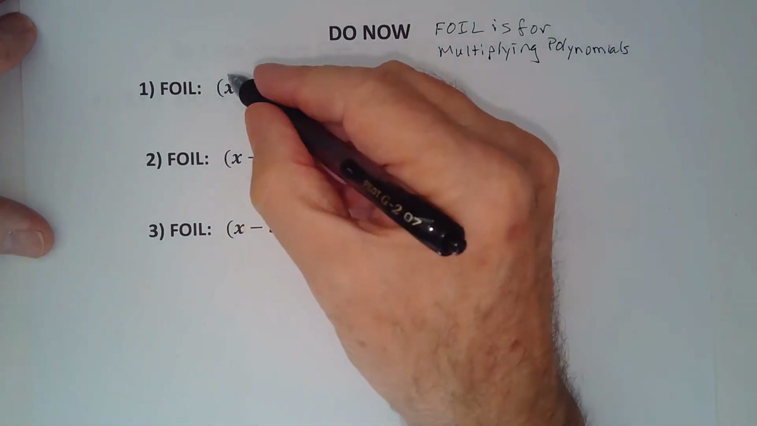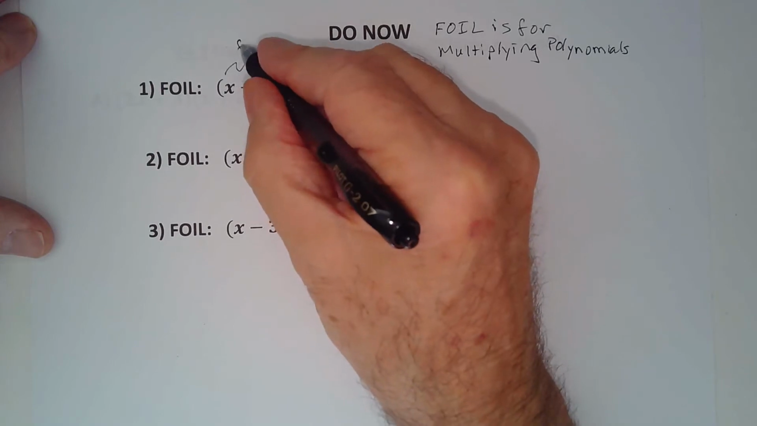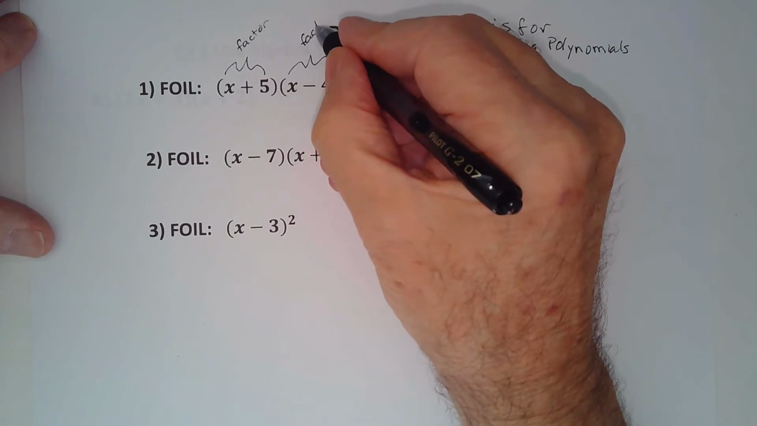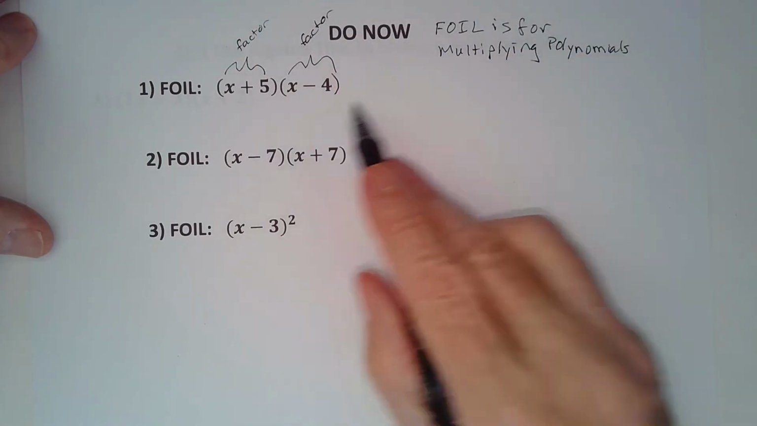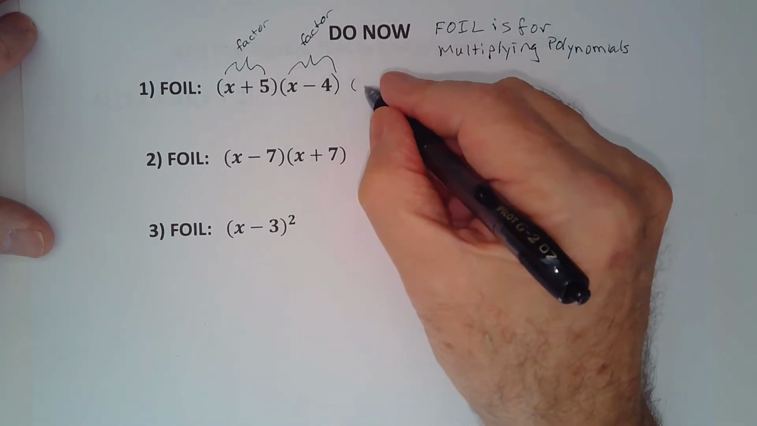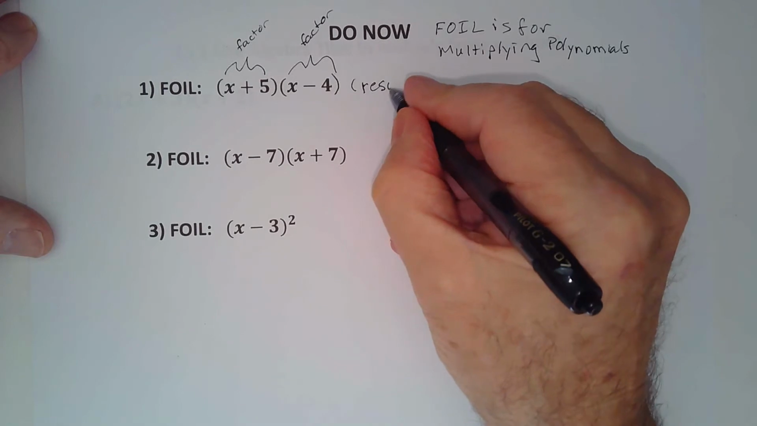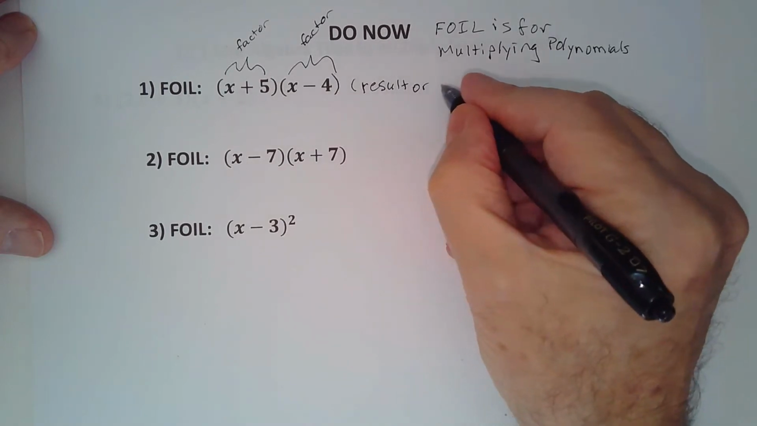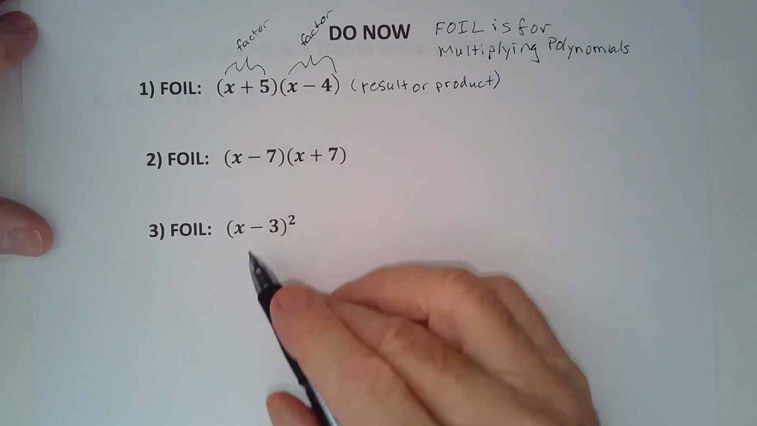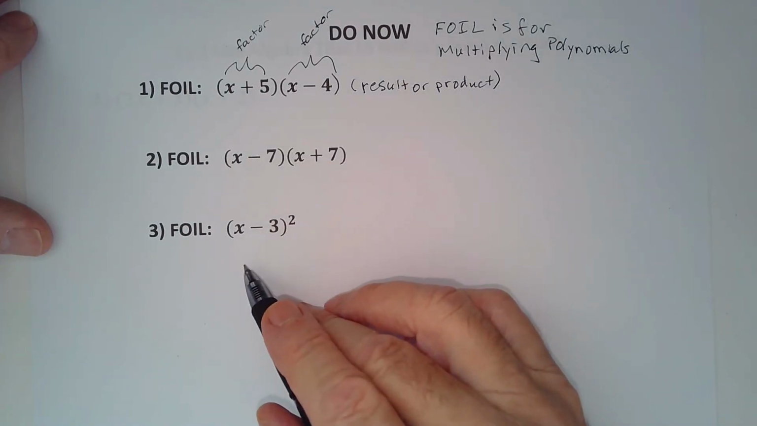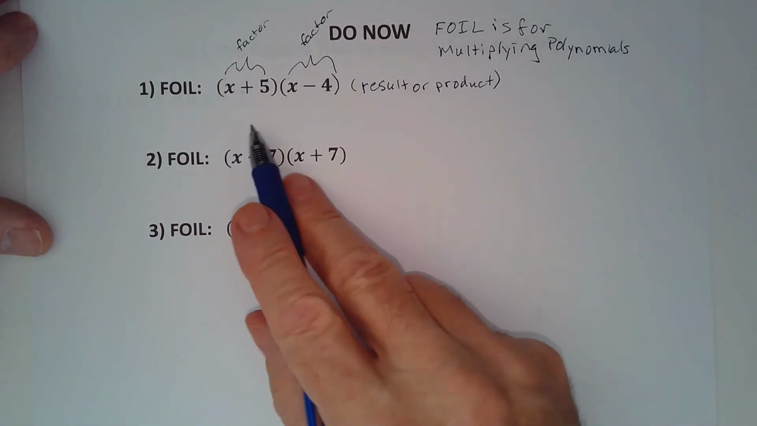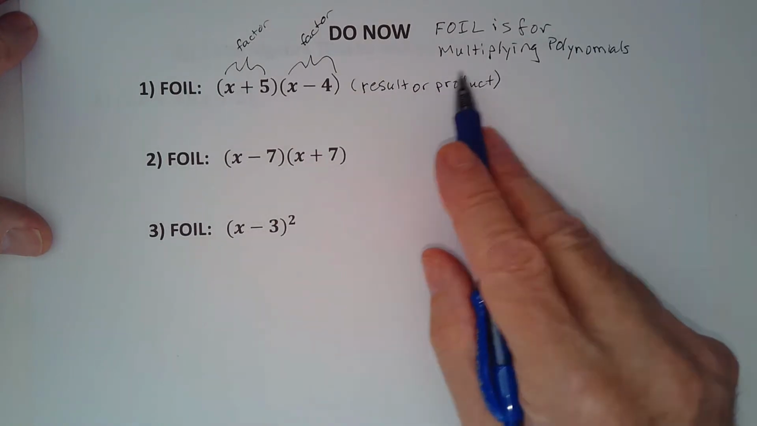So we have two factors here. So this is a factor. And this one here is a factor, which when we multiply together using FOIL gives us a product. This is the result or product. Okay? All right, so we're going to just go through and very quickly go through the process of foiling these, or doing distribution by foiling.